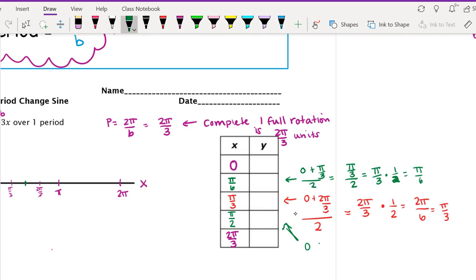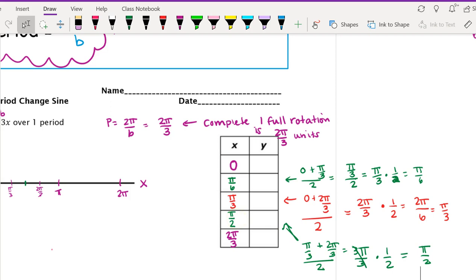Oh, I'm sorry, it's not 0. I'm looking for halfway between pi over 3 and 2 pi over 3. So this is pi over 3, so that is equal to 3 pi over 3 times 1/2. Well, 3 pi over 3 cancels, and so I get pi over 2. So there you go. See how we have those values?